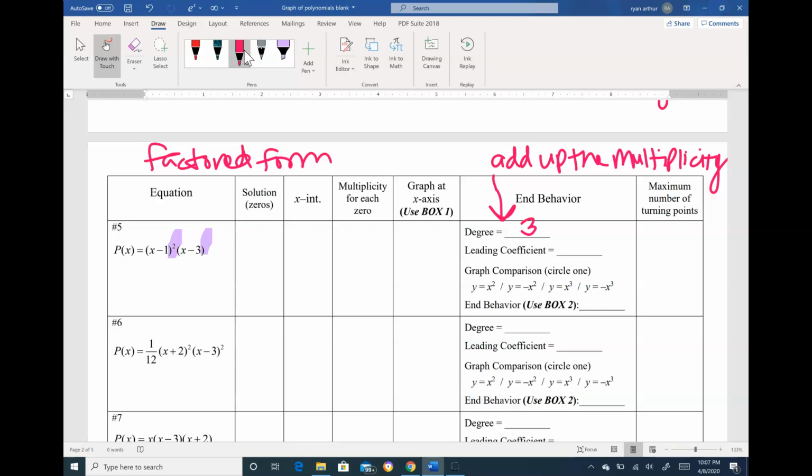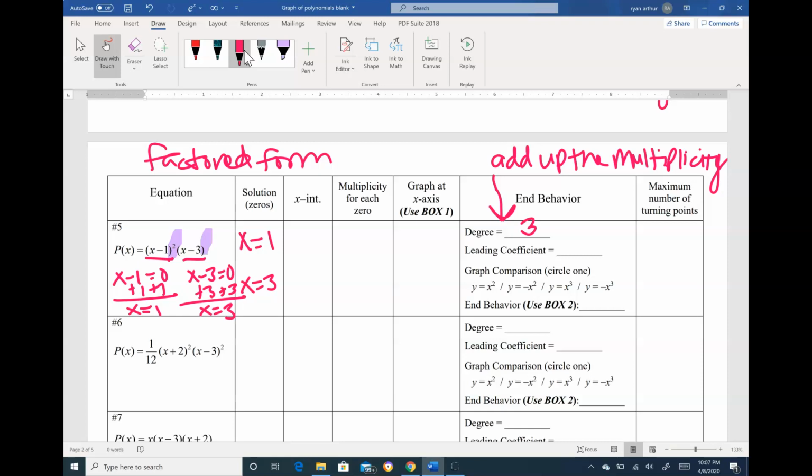All right, solutions. We've been talking about this. Your solutions are right here. This is written in factored form, and you just have to solve. I'm going to show you how to solve the first one, and the rest of them you should be able to look at. The first one, we would say x minus 1 equals 0. Add the 1. x equals 1. So all you're doing is solving for x. Then we say x minus 3 equals 0. You add the 3. You get x equals 3. So we have two solutions here.